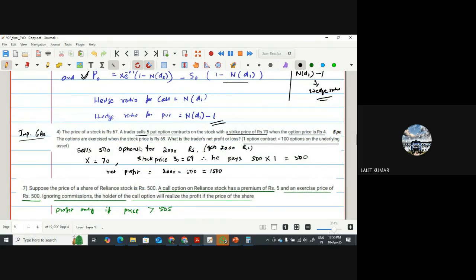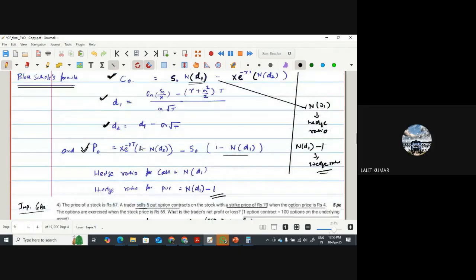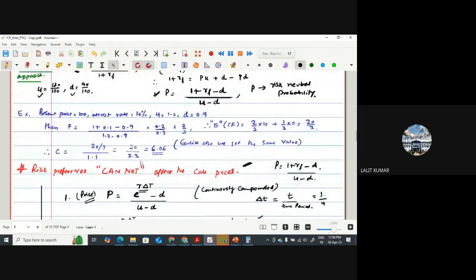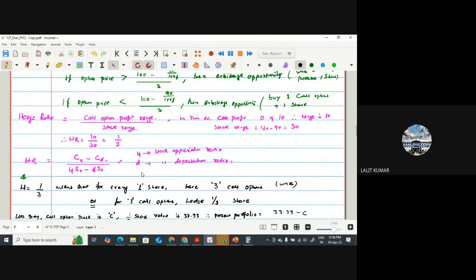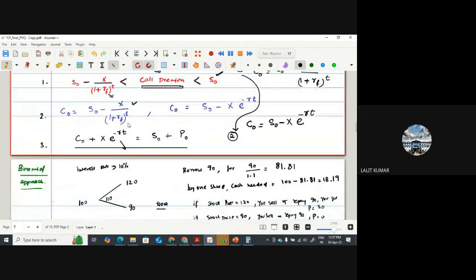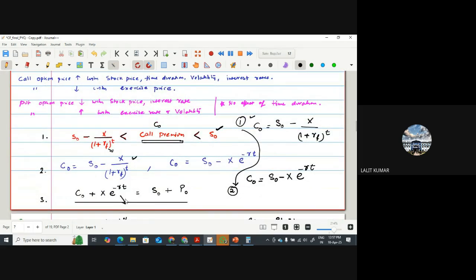So with this, can we go to the GAs of week 10 and 11 again? Okay, we can see some important formulas, and I will take you from there. We have seen the hedge ratio formula, delta C by delta S, and I have covered how to calculate C0. Then this is a very, very important formula, remember this: the put-call parity, C0 plus X e to the power minus RT is equal to S0 plus P0.